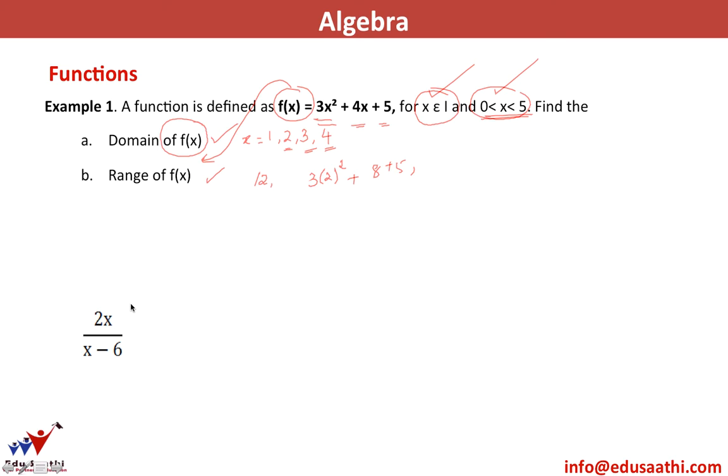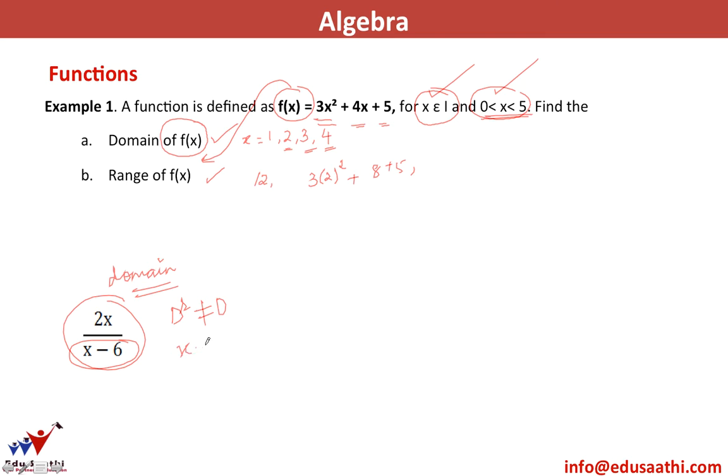which is 2x over x minus 6. Now, in case this is the function which is given to me and the question is find the domain of the function. Now, domain of the function is all the possible set of values. If I look here, in any expression, my denominator cannot be equal to 0. Because if my denominator becomes equal to 0, it's an infinite case that I will enter into.